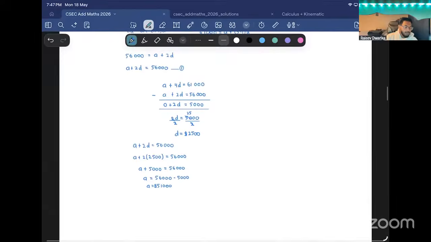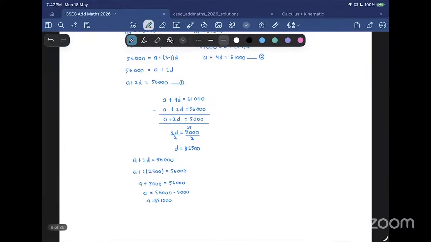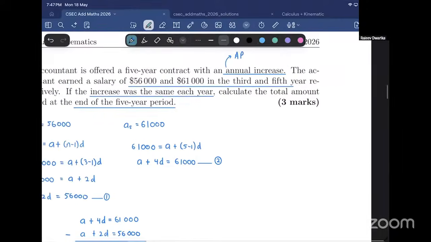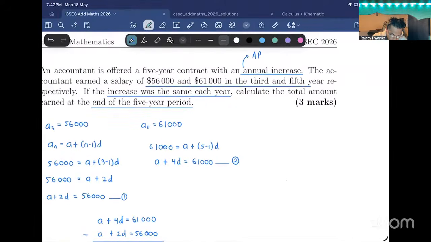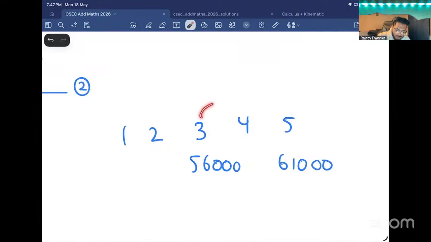Let me know, guys. Did you all get that? Yes, sir. Now, there was a much easier way to work this question, real simple, without any formulas or anything. I mean, you gotta use the S_n formula, but watch this fast. If I tell you in year 3, it was 56,000, and year 5 was 61,000, how many common differences would there be between 3 and 5?